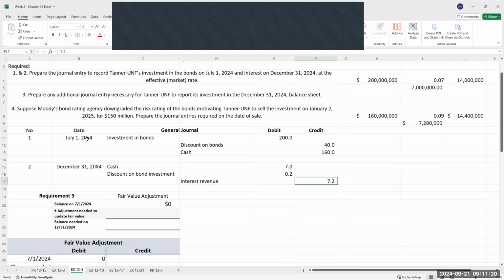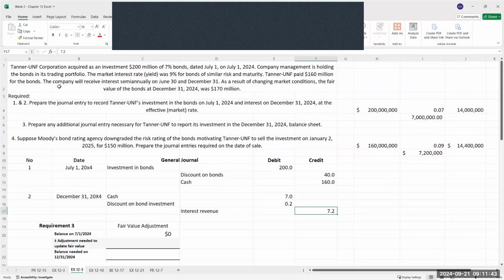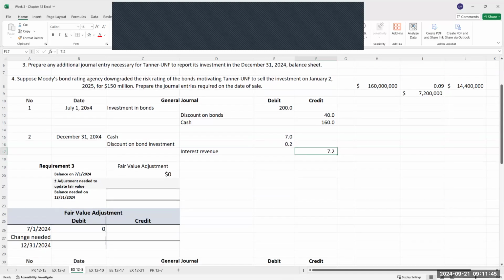So now for requirement 3, it's asking us to report and prepare any additional journal entry necessary for Tanner UNF to report its investment in the December 31st balance sheet. So we need to consider the amortized cost on the books. So based on this information, but again, because this is a trading security, if this was held to maturity, we don't need to account for anything, but it's not, right? We need to essentially account for the balance as of December 31st.